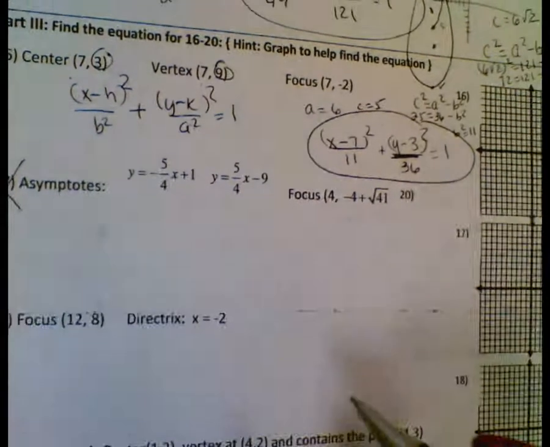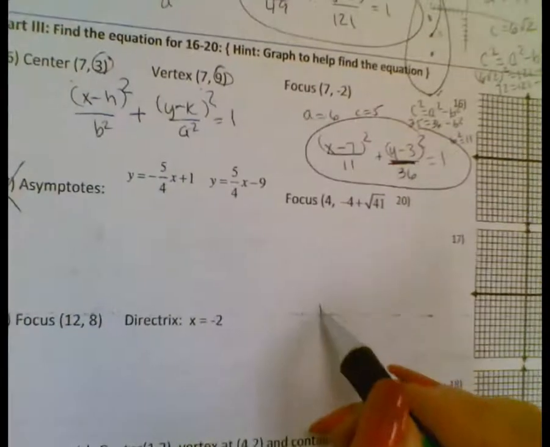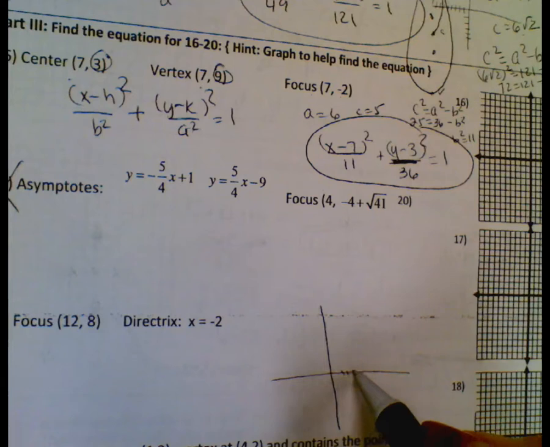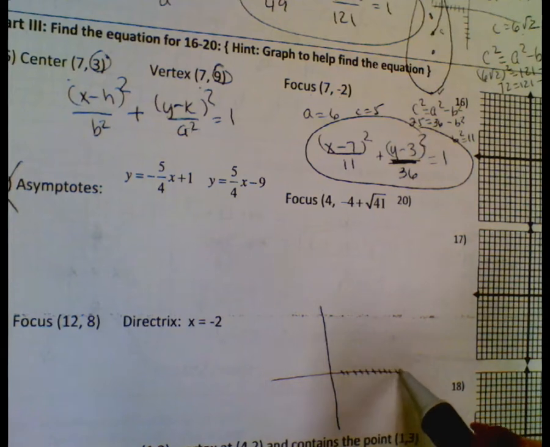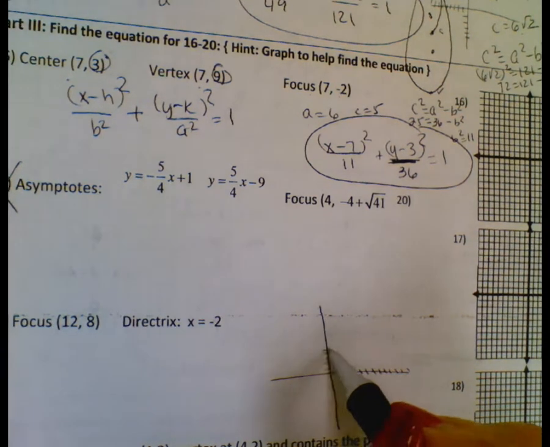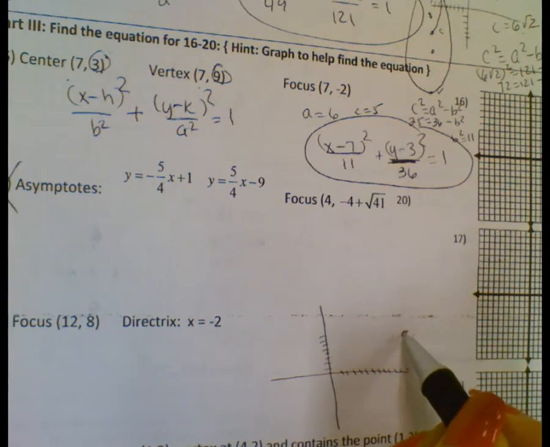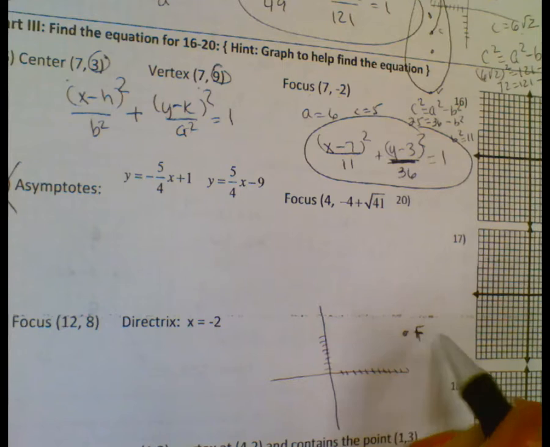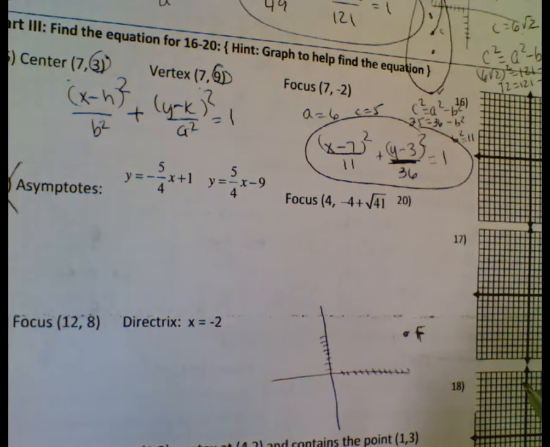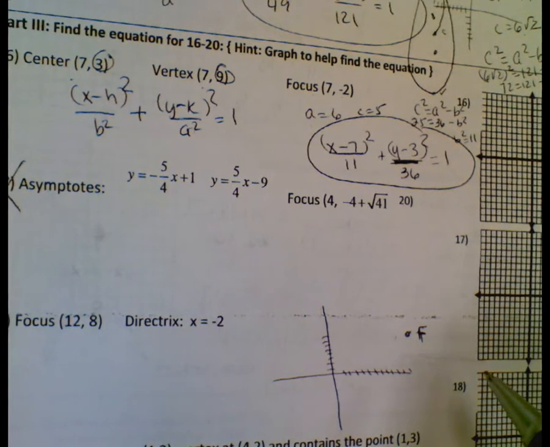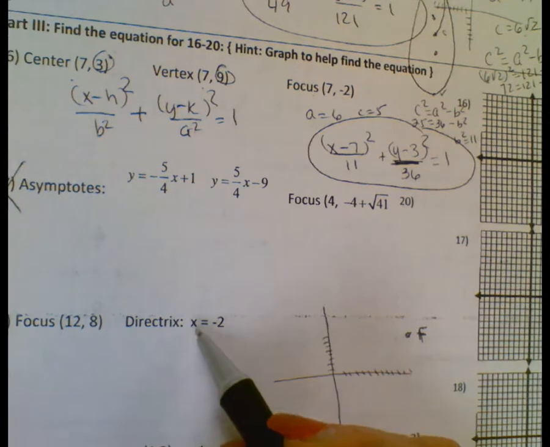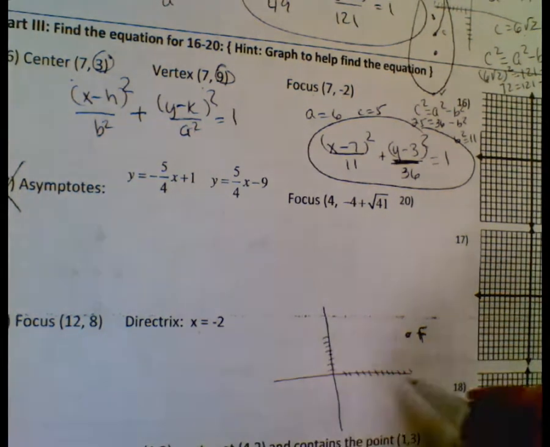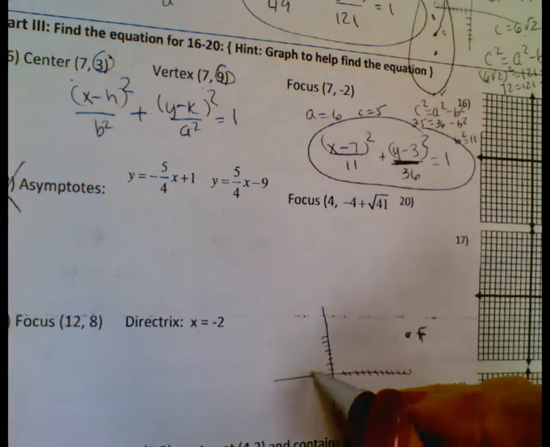So this one, 12-8. The focus is 12-8. I think I'd rather graph it here. 1, 2, 3, 4, 5, 6, 7, 8, 9, 10, 11, 12. That's a focus. That's not a center. It's not a vertex. It's a focus. We keep that in mind. So at this point, it could be a parabola, ellipse, or a hyperbola. But because I gave you a directrix, it's a parabola. X equals -2.